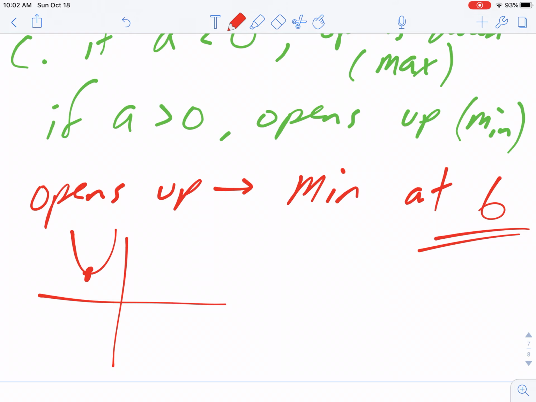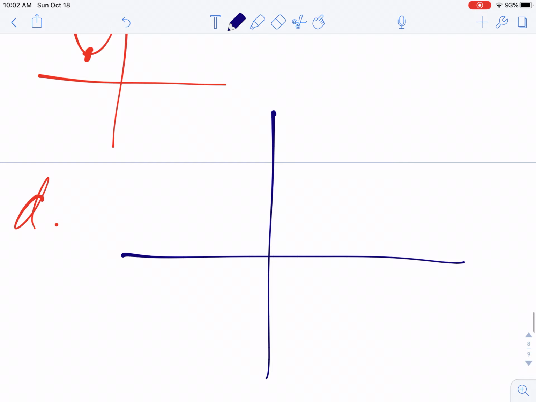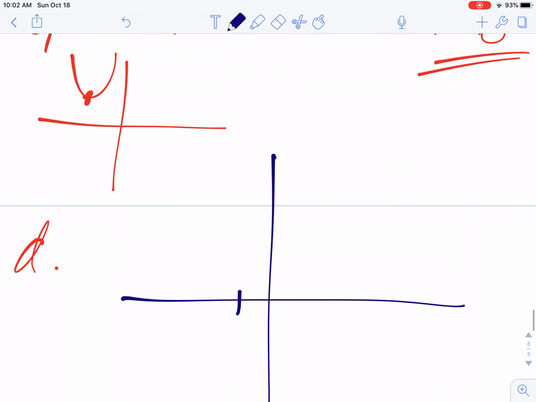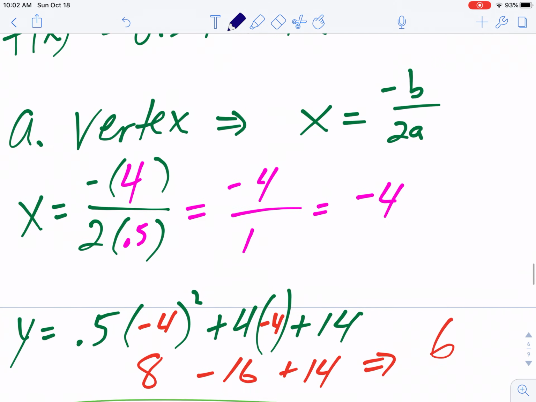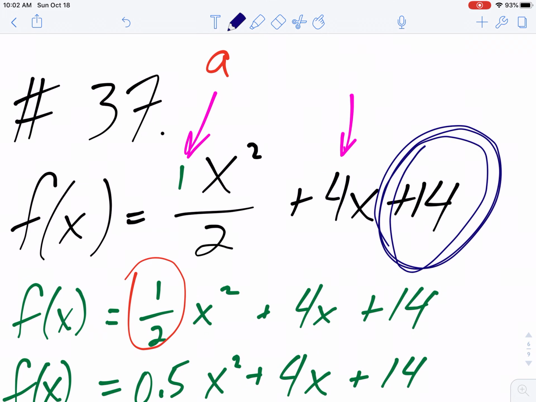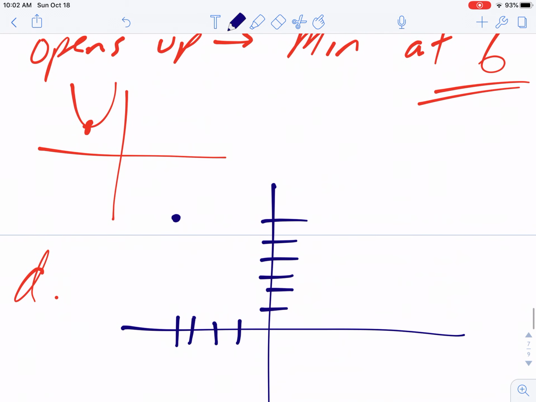And then for part D, they're going to want you to sketch it. I'll do the best I can here with my iPad. For the sketch, negative 4 comma 6 was our vertex, and we know that it opens up. The other point that I use is the y-intercept. So we know that the y-intercept is 14. The y-intercept is just your value of c, your constant.